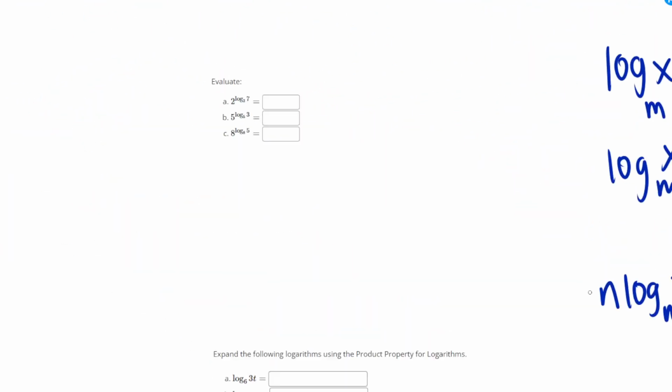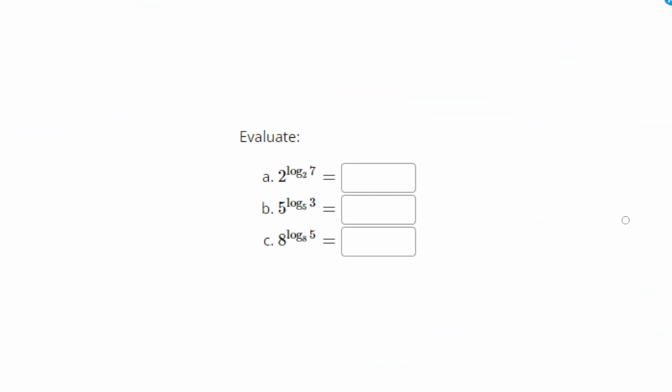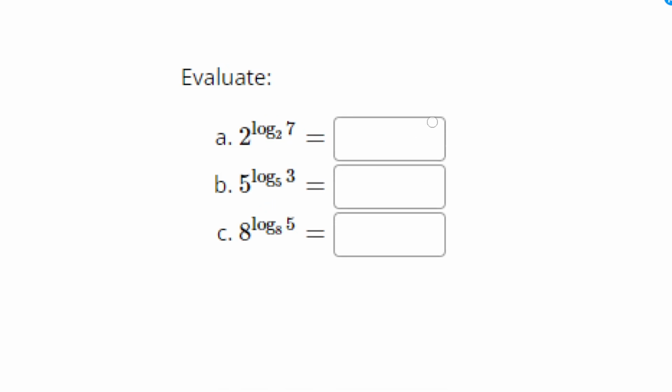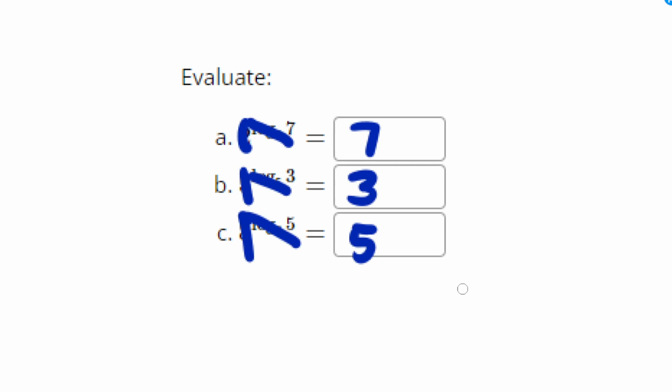You'll see that sometimes. So in this case, it says evaluate. So 2 to the log base 2 of 7. This base 2 and the log base 2 will cross out, leaving you with 7. This 5 to the log base 5 will cross out, leaving you with 3. This 8 to the log base 8 will cross out, leaving you with 5.